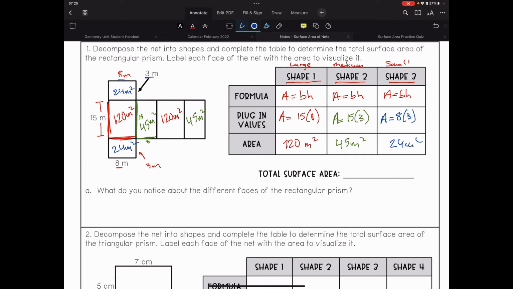Okay, so now we can find the total area. Now, a couple ways we can do that. We can add up each of the individual areas. So we would do 24 plus 120 plus 24 plus 45 plus 120 plus 45. We add all of these up. And when we do that, we get a total of 378 meters squared.